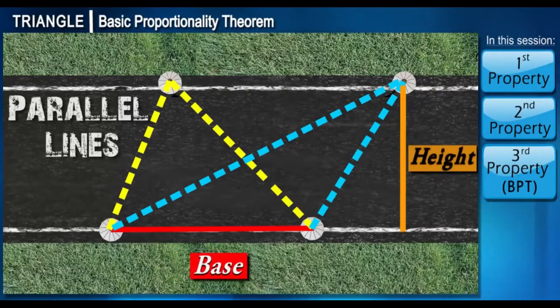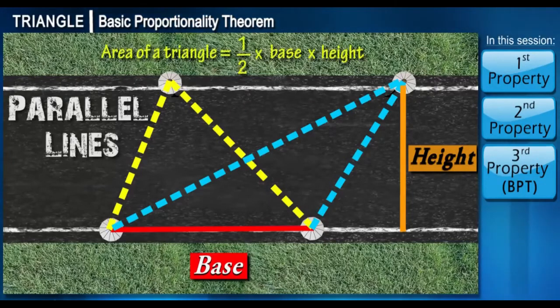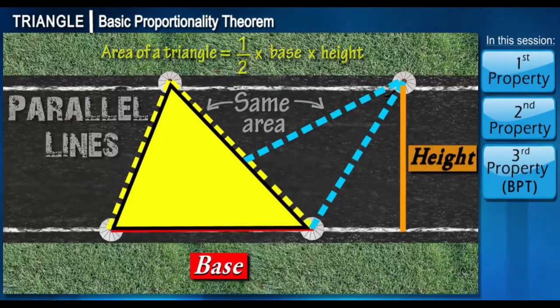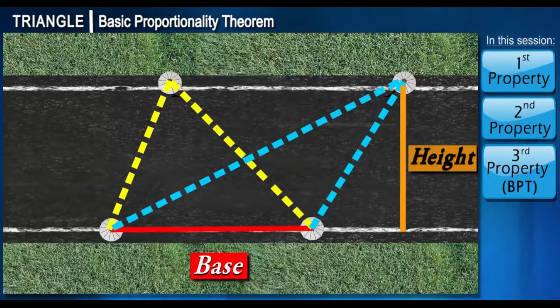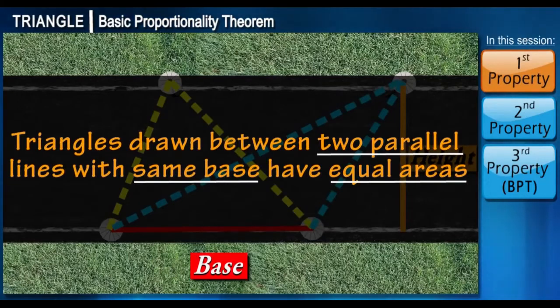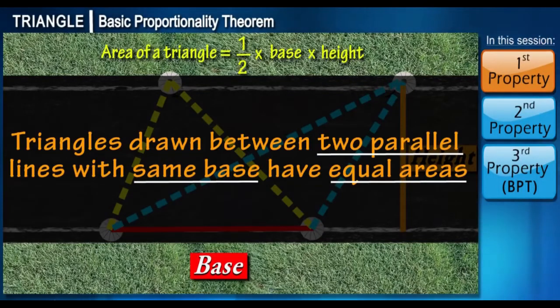Okay, so when we calculate the area of triangles, we use the formula 1 upon 2 into base into height. Since height and base in both the triangles are equal, its area will also be equal. This implies a property, which is: triangles drawn between two parallel lines with the same base have equal areas. Let's try a different example. We are going to take another example for this concept.